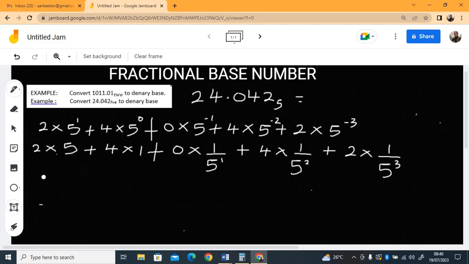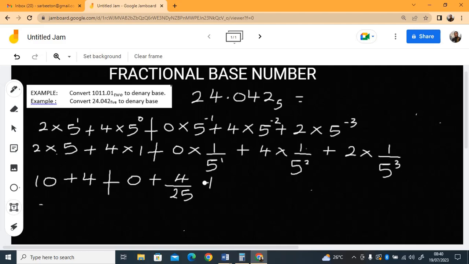So let's go. 2 times 5 is 10. This is a whole number. This one is very easy to calculate. Plus 4 times 1 is what? Is 4. So that is done. Then big plus in between them. Now 0 times any number is 0. That one is sorted. Plus now 4 times 1. This 4, am I going to use this 4 to multiply the number at the bottom? No, only the number at the top. So 4 times 1 is what? Is 4 over 5 squared is 5 times 5. That is 25.